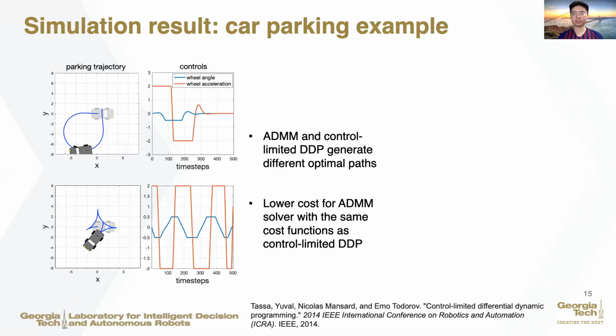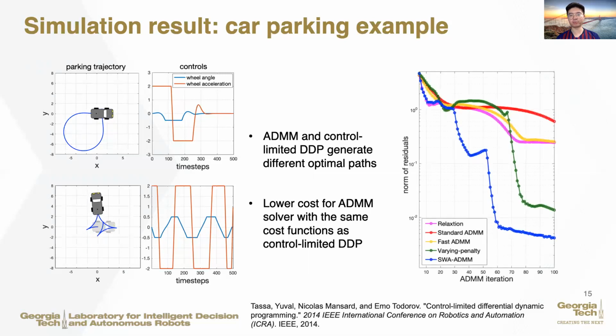All right, so here are the results. We first studied a simple car parking problem. The goal is to drive from an initial state to a goal state with bounded control inputs, which is a well-studied example. This example helps us benchmark the performance of the proposed ADMM solvers. We found that under the same cost function parameters, the ADMM solver follows a different path with lower cost compared with the control-limited DDP. We also validate a better performance of our stage-wise accelerated ADMM in terms of convergence rate.